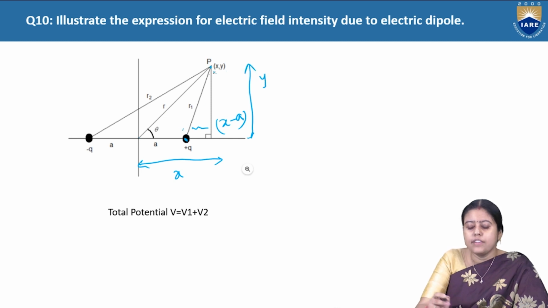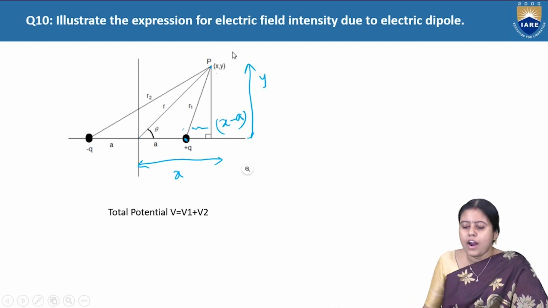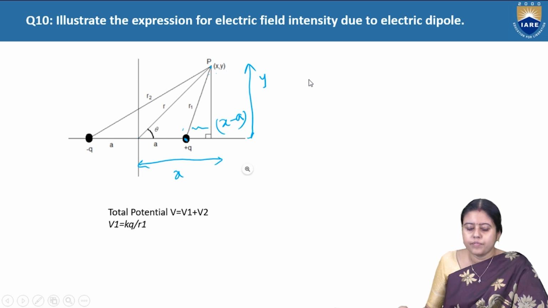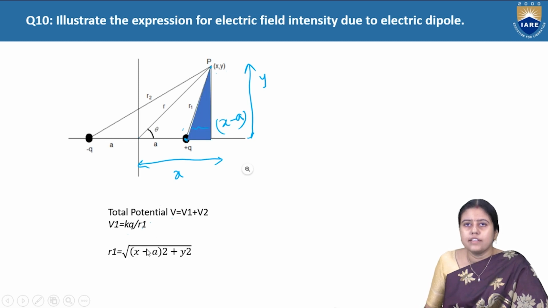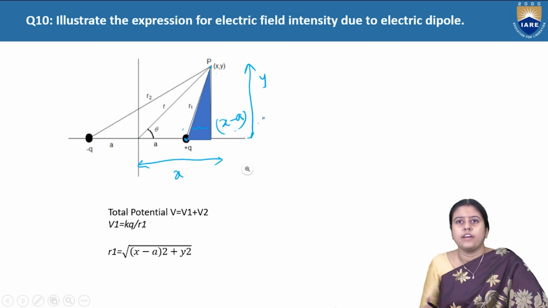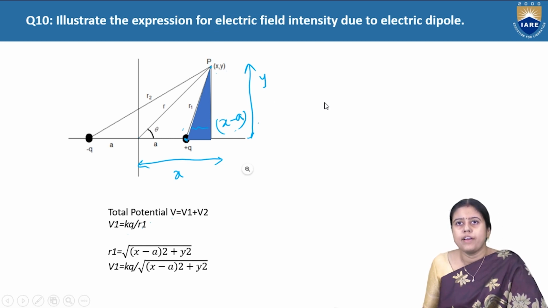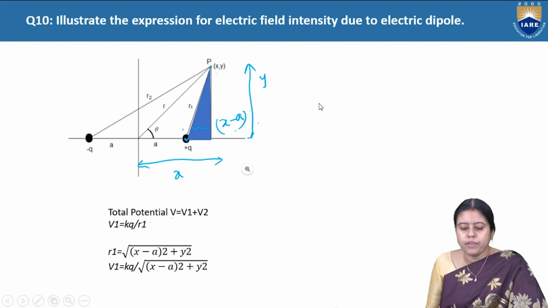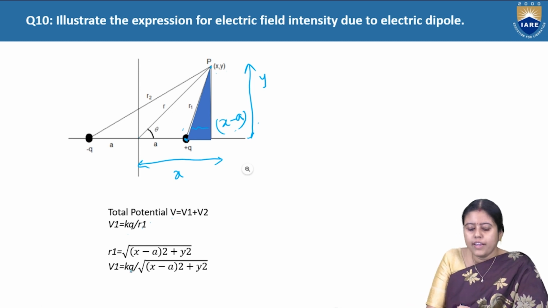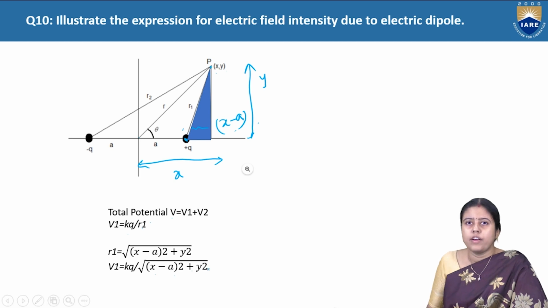So this r1 is equal to, what is r1? What is the V1? V1 is equal to kq by r1. And what is r1? r1 is nothing but the square root of x minus a whole square plus y square. So V1 is equal to kq by square root of x minus a whole square plus y square.